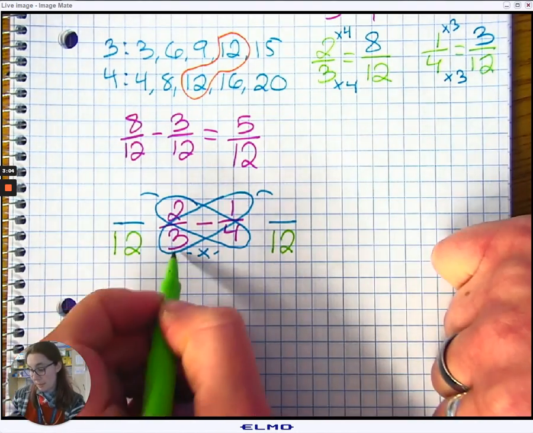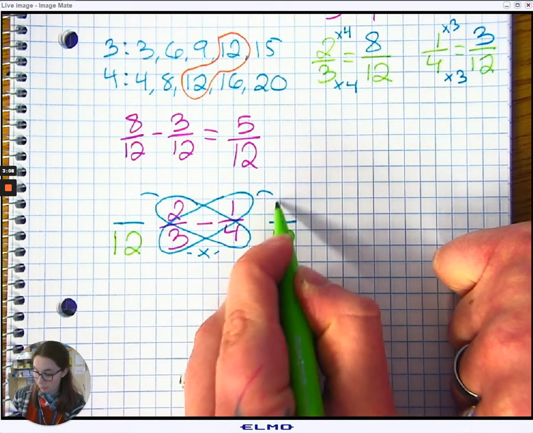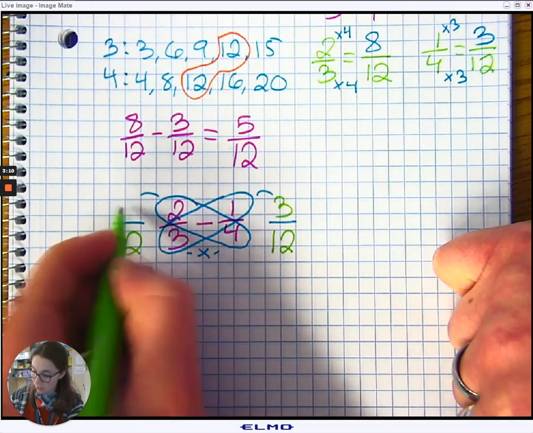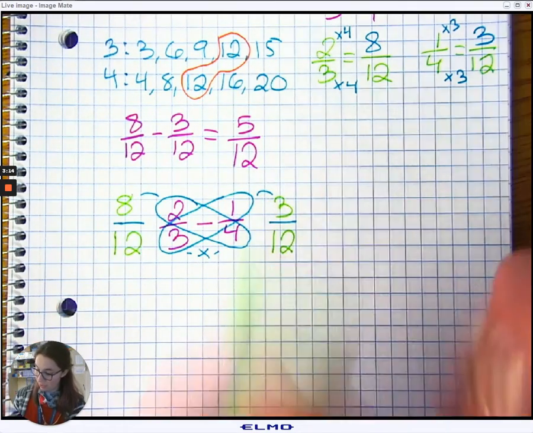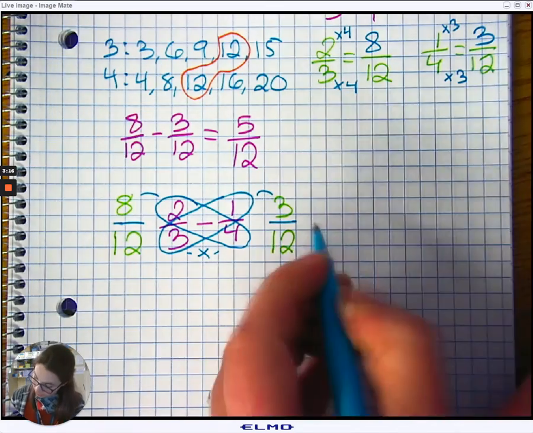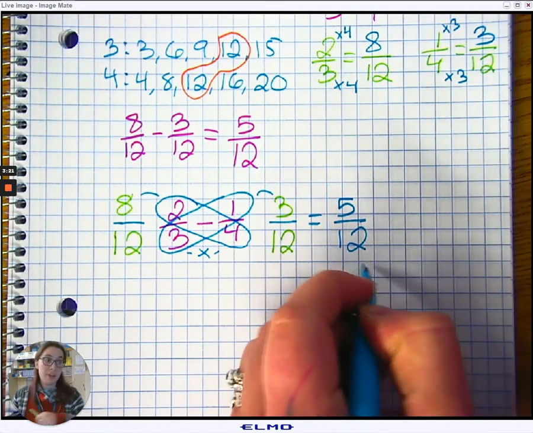Now, what I did at the bottom, I'm going to do to the top. So 3 times 1 up and over is going to be 3. 4 times 2 up and over is 8. And now I have 8/12 minus 3/12, which equals 5/12, which again is already in simplest form.